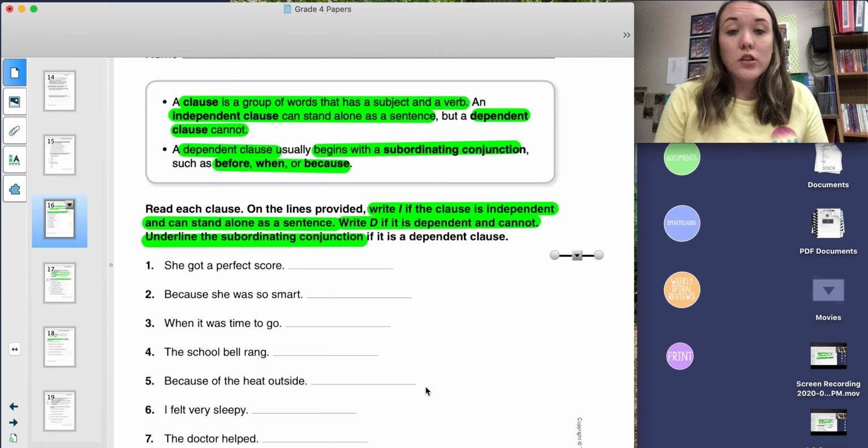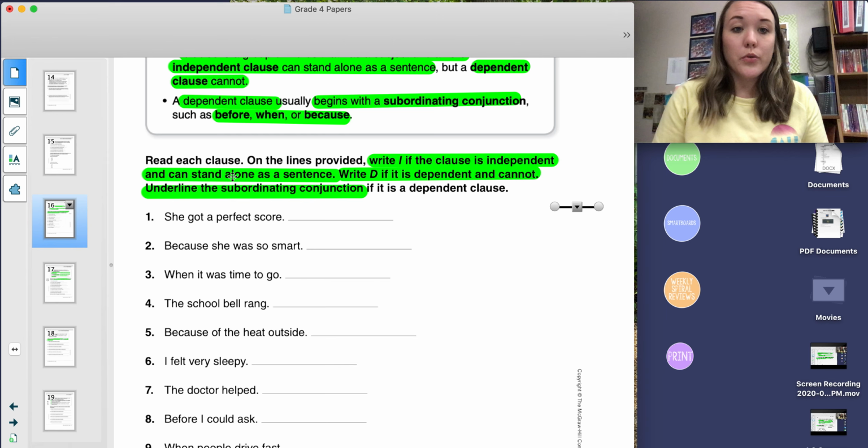A dependent clause usually begins with a subordinating conjunction, and some examples are before, when, or because. You're going to want to use this box as kind of like a word bank so that you have these subordinating conjunctions to look at. The directions state to read each clause. On the lines provided, write I if the clause is independent and can stand alone as a sentence, or write D if it is dependent and cannot. If it is a dependent clause, you are underlining the subordinating conjunction.